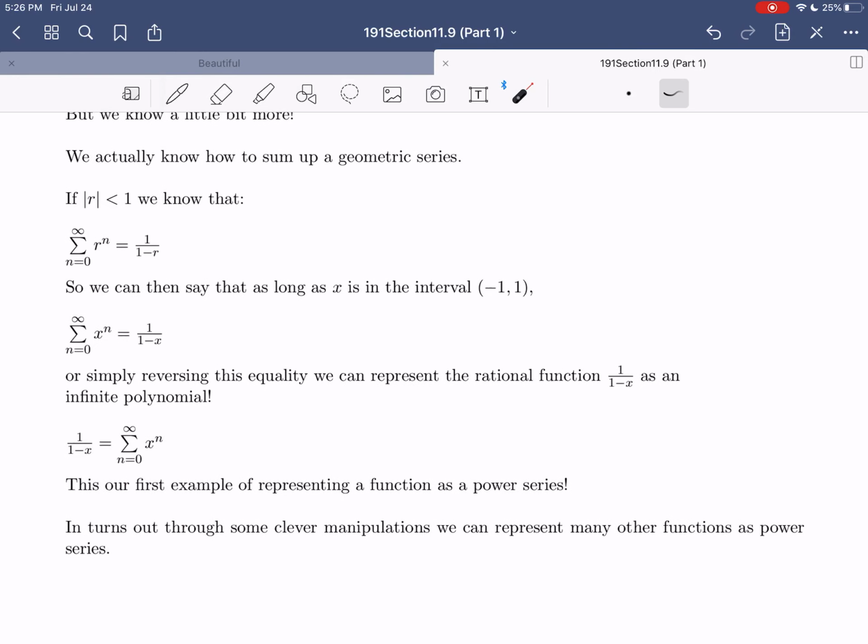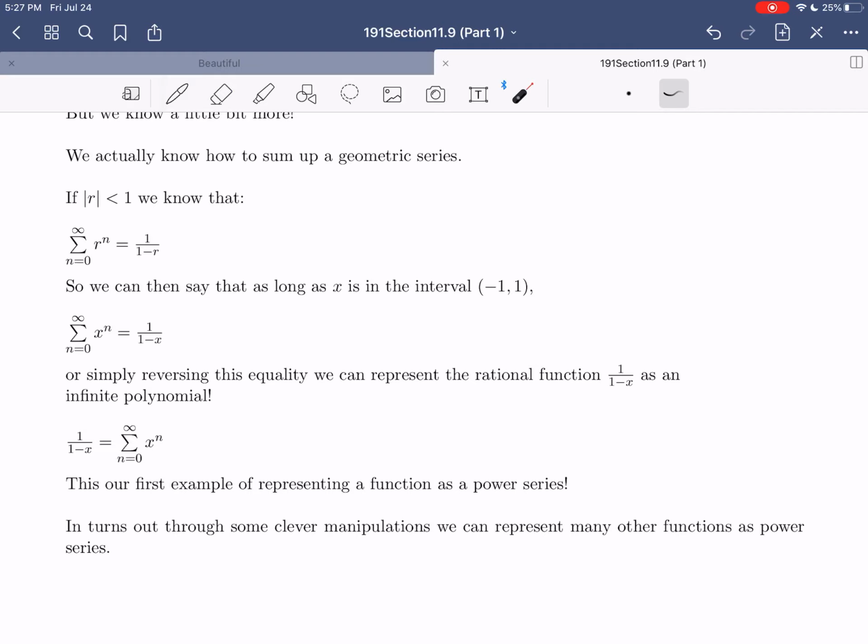So it turns out, through some clever manipulations, we can represent many other functions as power series. So our goal now in 11.9 is going to be to try to take functions that we've seen before, things like these rational functions, and then later on in later sections we'll look at things like e to the x and the trigonometric functions, etc., and we'll try to represent them as these power series.